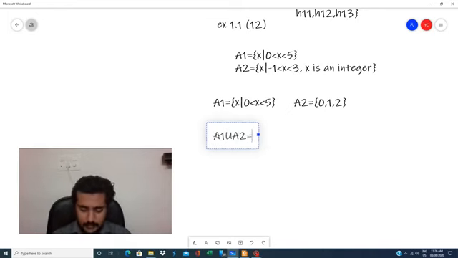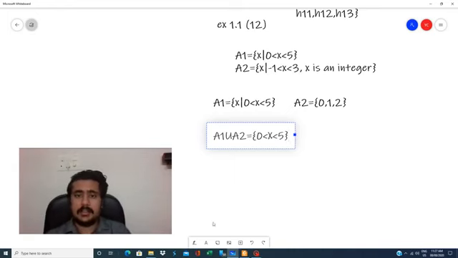In union, we will be covering each and every part, you can say. Okay, so we'll be taking 0 less than x less than 5. We will be covering everything. See now how it actually relates. I have taken 0 to 5. So 1 and 2 is between this 0 to 5.